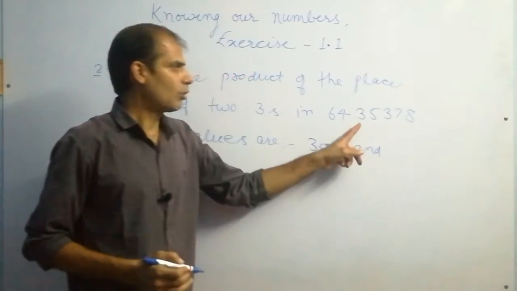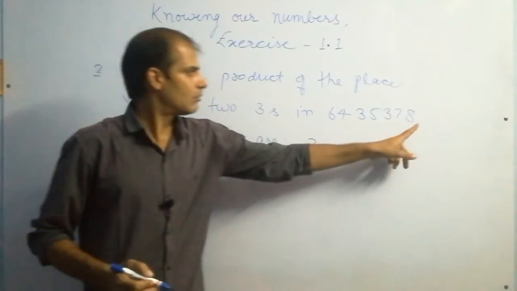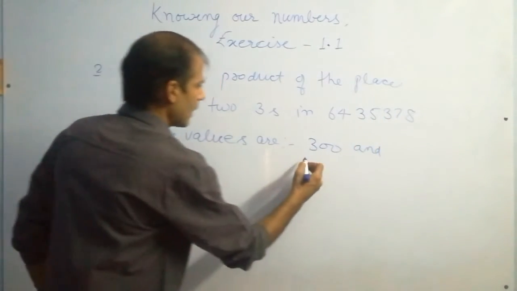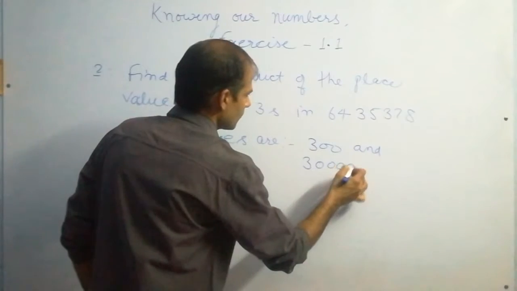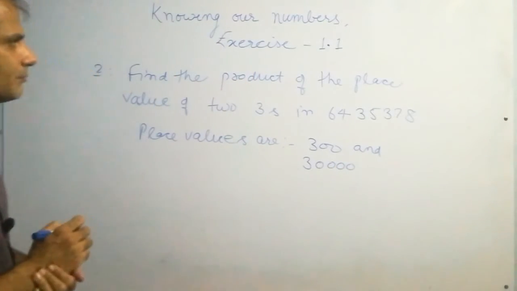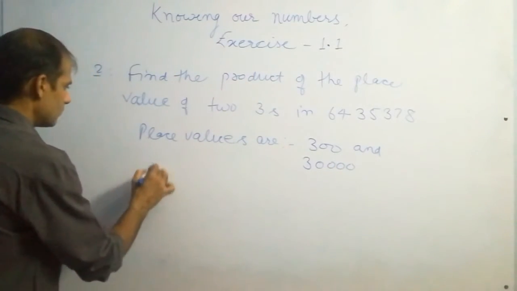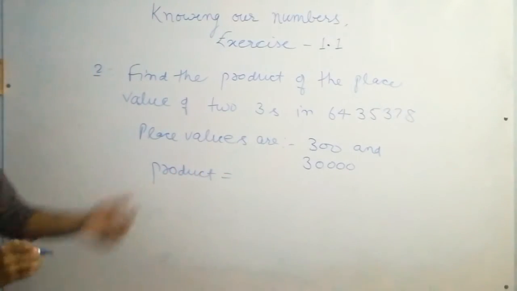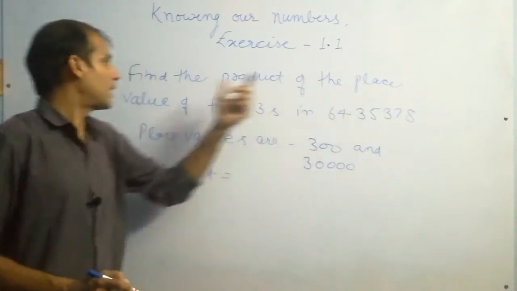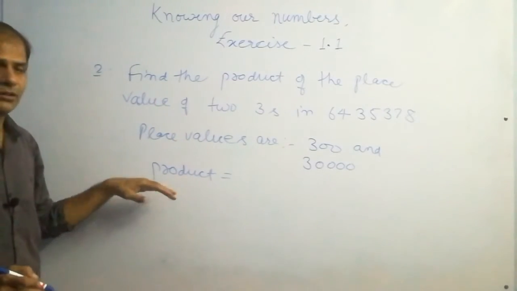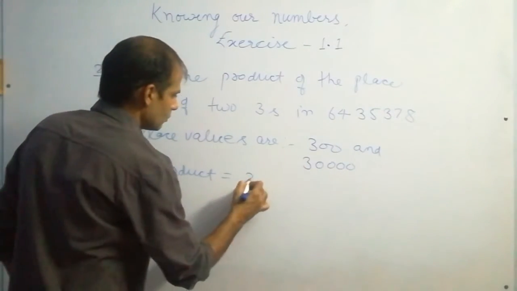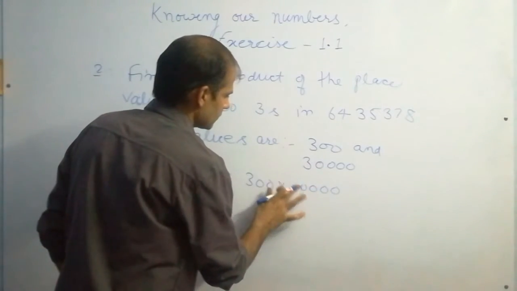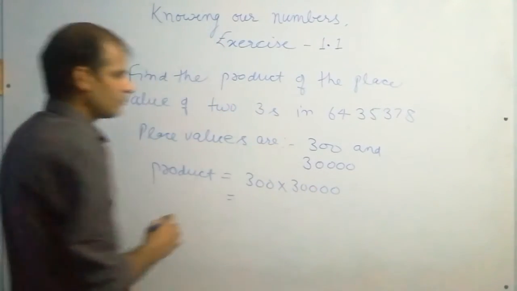And what is the place value of this 3? Ones, tens, hundreds, thousands, 10,000. So we will write 30,000. Okay, and according to the question, the product of the place values. So we will find the product, means you will multiply both the numbers and the answer will be.